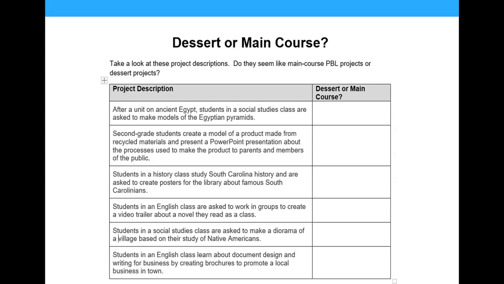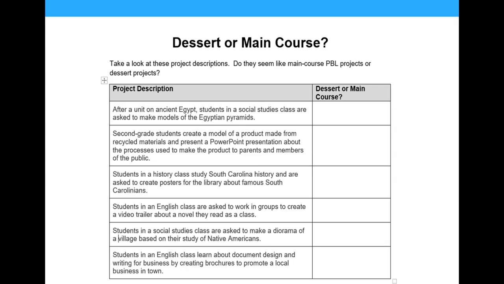Students in a history class study South Carolina history and are asked to create posters for the library about famous South Carolinians. So let's look at this project two ways. You could definitely say that this is a dessert project. Students learn about South Carolina history, and then they create a poster. So they're demonstrating that they know something, which is great, but we wouldn't call it main course PBL. However, I think there are a couple of things you could do to tweak this project that would make it a main course project.